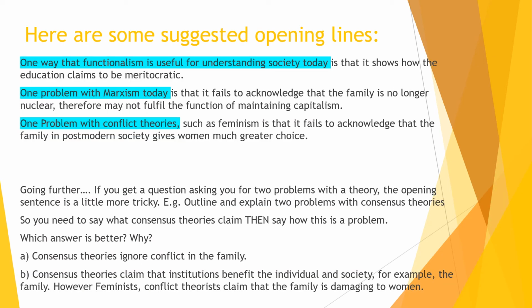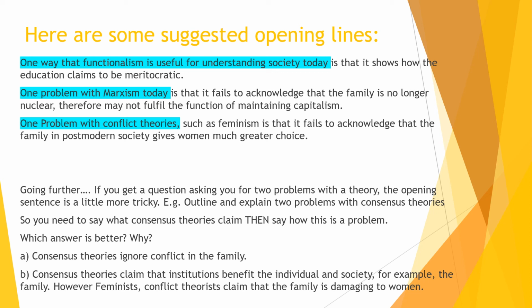And lastly, just some opening lines. So as I said, using the wording from the question is a key way to show you're answering the question, and using these words throughout your answer. So you can see here just some examples. One way that functionalism is useful for understanding society today is, one problem with Marxism today is, one problem with conflict theories today. It's the idea that you're using the word in the question as your starting point, and then you build on it, and it shows that you are trying to answer the question.